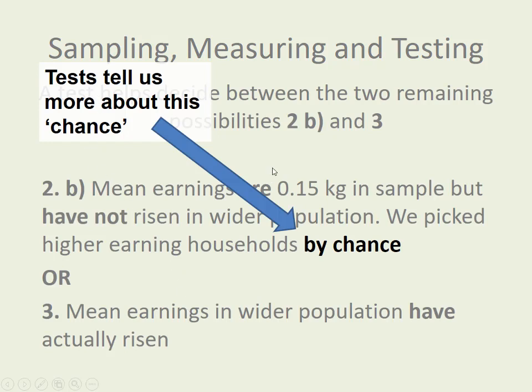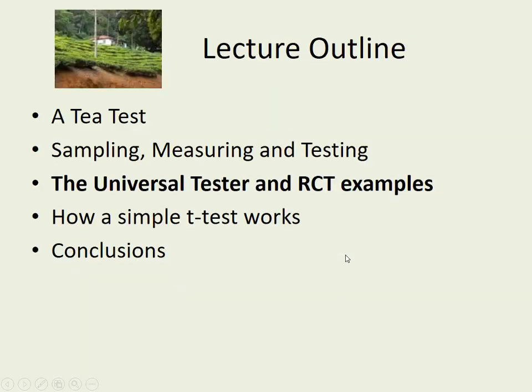So tests tell us, they zero in on that little sneaky word there, by chance. So they tell you more about how big this is. So you want to know whether, is it true that mean earnings in the wider population have actually risen, or is it that it just happens by chance to pick some households that were that much more wealthy than other households, even though in the whole population nothing's really happened. If that was true, what would be the chance that you could go and pick a bunch of people and just by bad luck you happen to get ones that misleadingly have earned that much more? What's the chance of that happening? That's what a test will tell you.